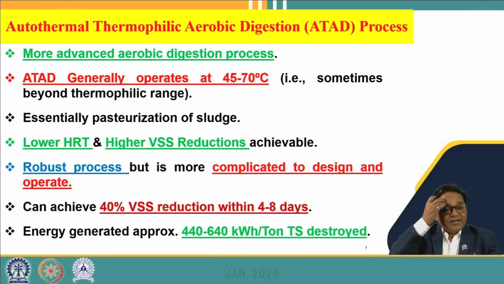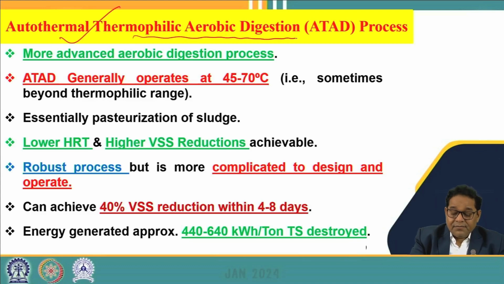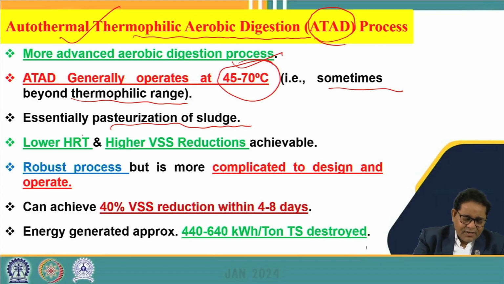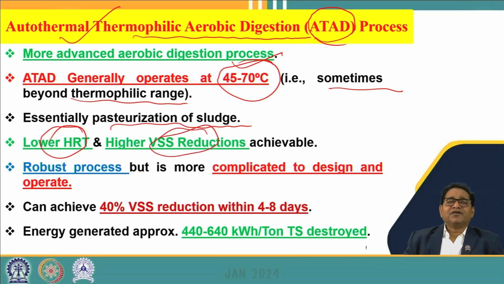Then, in the aerobic digestion process, there is also an advanced process which we call autothermal thermophilic aerobic digestion, that is ATAD, which is more advanced than the conventional aerobic digestion process. It is sometimes operated in the thermophilic temperature range, that is 45 to 70 degrees centigrade, and involves pasteurization of the sludge. When the temperature is increased, the bacteria cannot survive, which causes pasteurization of the sludge. Because of the high temperature, the requirement of HRT is very much reduced, and it also enhances the rate of digestion. So we ultimately get higher digestion efficiency.